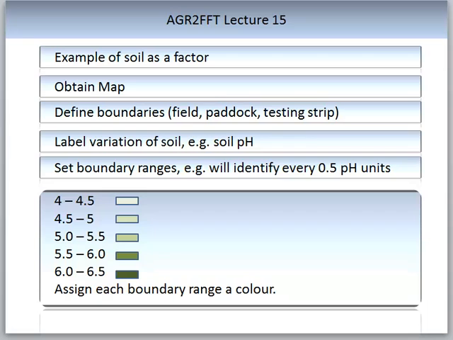Once you have defined your boundary layers, I've given some examples of soil pH ranging from 4 to 6.5, you would want to assign each boundary a range in colour. Usually the colour has some kind of relationship. In this case, the more acidic, the lighter the colour.